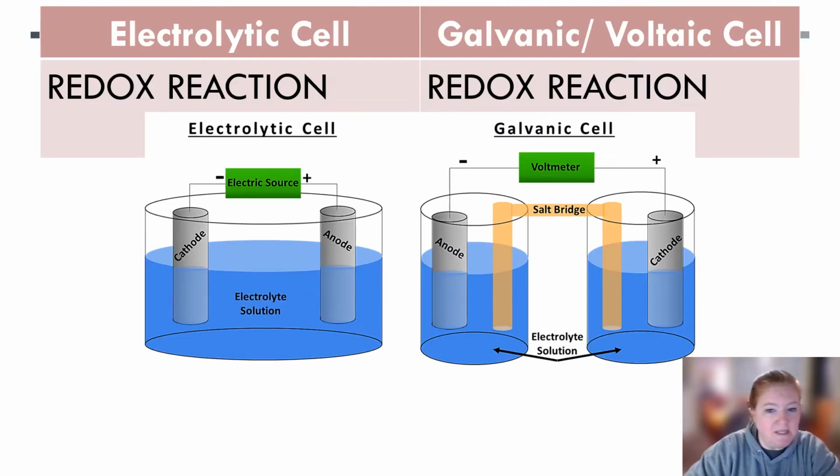So we're going to keep it the same in every slide. The electrolytic cell will always be on the left side. The galvanic or voltaic will always be on the right side. In both of them, it's a redox reaction. So we have reduction happening and we have oxidation happening. So we have electrons moving around.